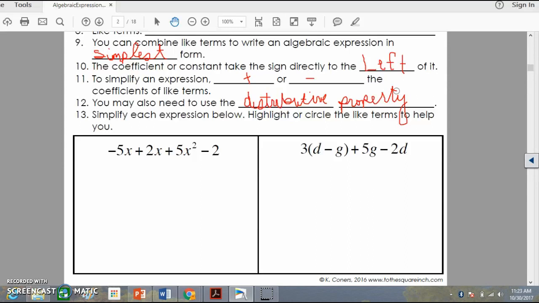Now let's try one of these problems together. When you look at all this, it does seem very overwhelming. There's a lot going on here. So let's identify if there are any like terms. I always start with numbers that have powers.